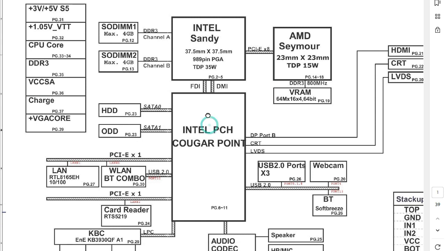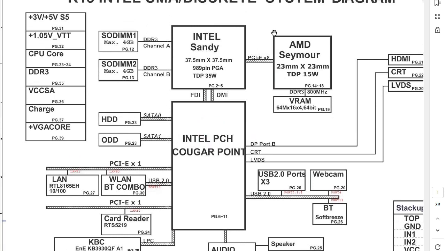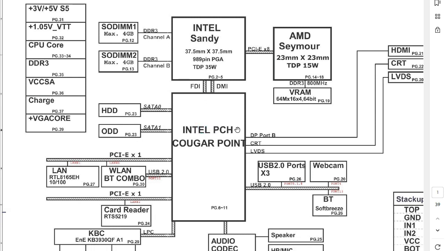In the block diagram, you will find some squares like this. These squares mean chipsets or ICs. The big squares mean chipsets and the others mean ICs. This is the Intel CPU, and this is its model, TDP 25W. This CPU contains 989 pins. Here we have the PCH, the Intel PCH.